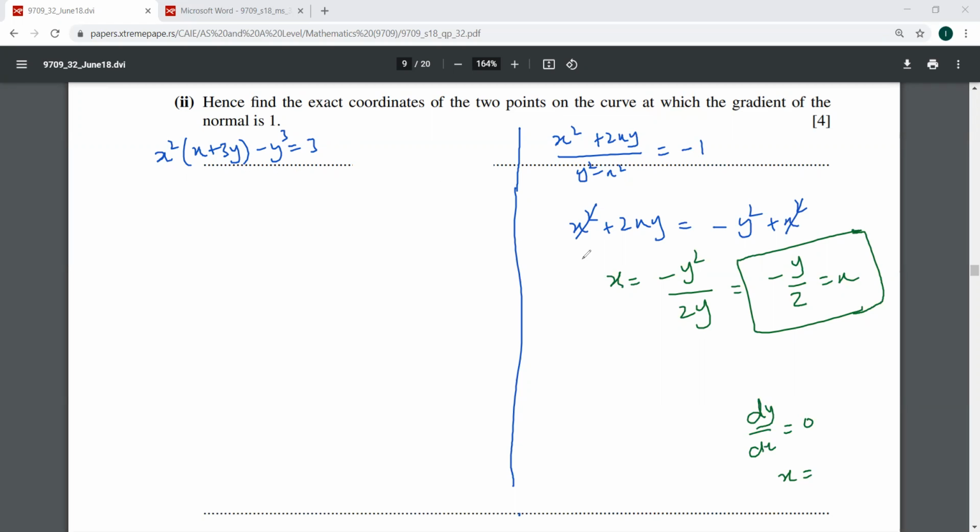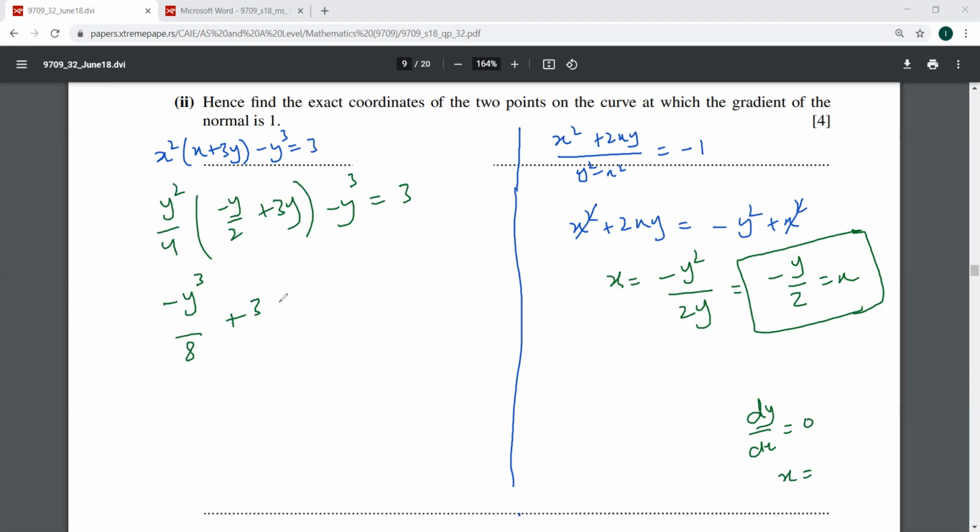But here the situation is different. When you put dy by dx equal to the given gradient or equal to 0, you get a relation in x and y. You don't get x or y directly. So you have to put this x or y back into the original equation. So that is what I'm going to do over here. This is y square over 4, that is minus y over 2 plus 3y minus y cube, and that is equal to 3.